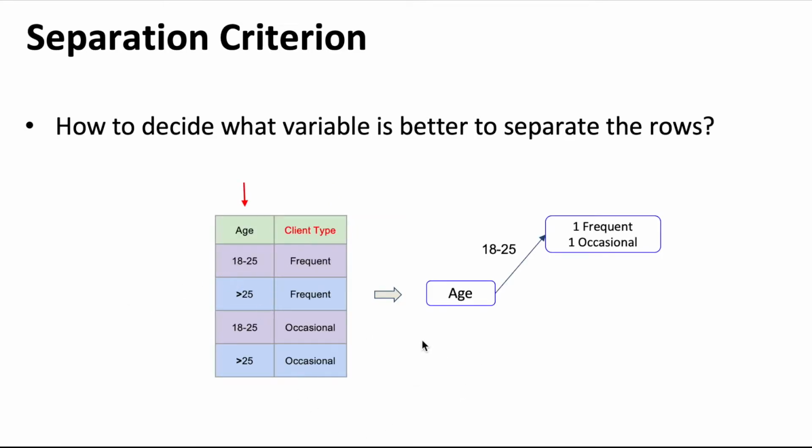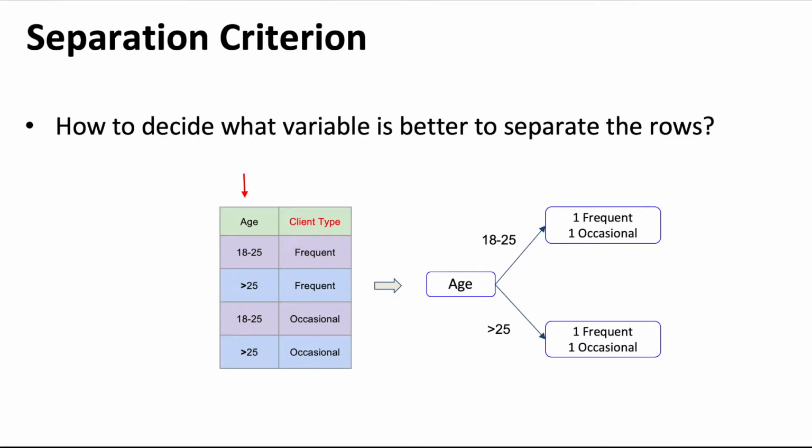So in this case, when age is between 18 and 25, we get one frequent and one occasional case. That's not good, right? Because for the same value, we have a confusion of what is really the class of those cases. And now let's take the other possible value. When the age is older than 25, what happens? We get, again, one frequent and one occasional client. It means that also we have confusion. So if we use the variable age, we cannot decide what is the class of the client.